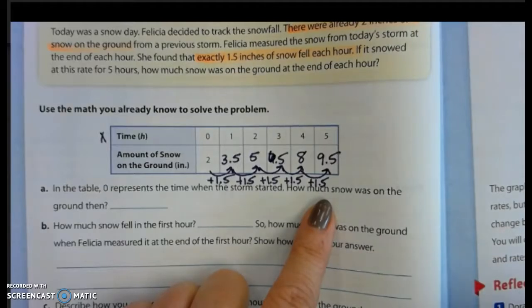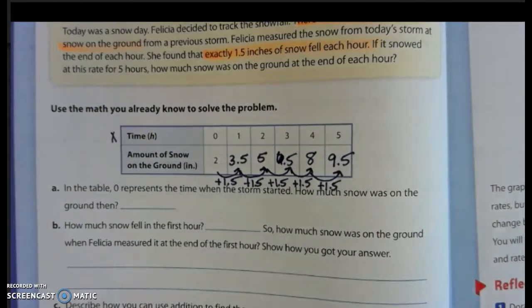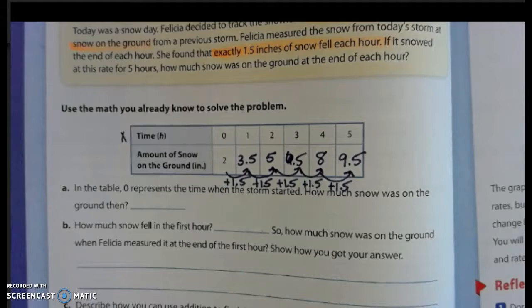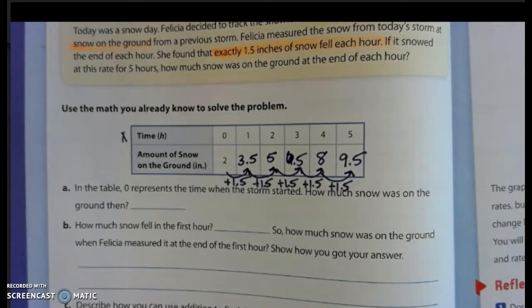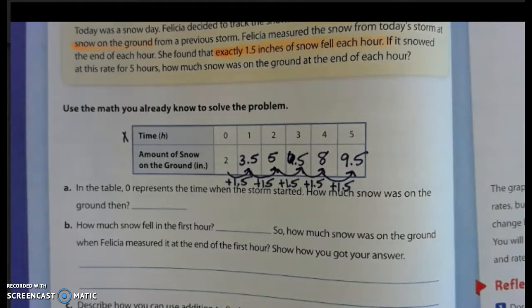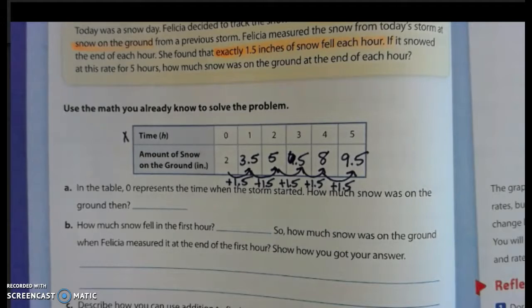Now, on your graphic organizer, you had a blank that said rate of change can be, and then there was a blank and it said positive under it. Positive, think about the snow. Were we increasing or decreasing? We were increasing. Increasing is positive, okay? A positive rate of change is increasing.